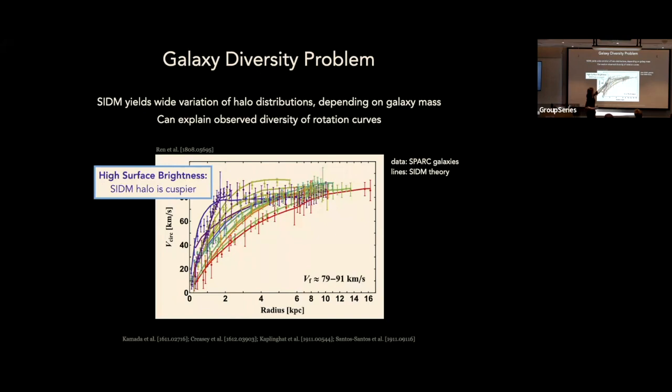These galaxies here tend to have high surface brightness, so they will be the baryon-dominated ones. That means that you won't form the core. So your halos will be cuspier, and the rotation curve will rise faster. These galaxies, the red ones, are low surface brightness galaxies. So you have fewer baryons, which allows your halo to core, and so the rise will be slower. So you end up getting, in the SIDM framework, this flexibility to be able to explain the diversity problem.